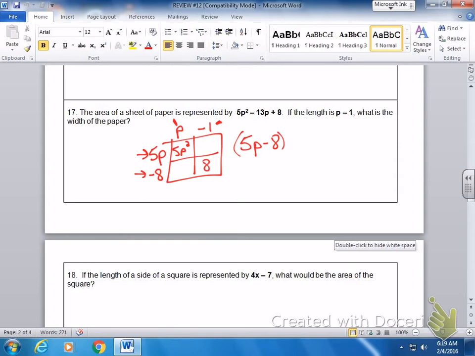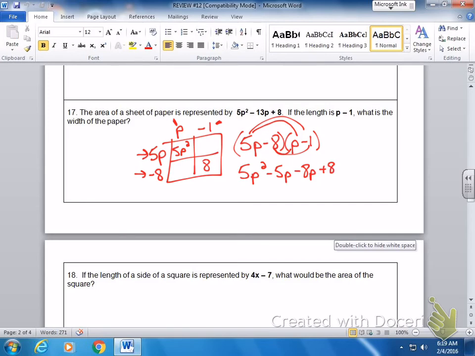Now, I can check my answer by distributing that with my length, and if I get the same area, I'm correct. Now, guys, this checking thing could really help you on a multiple choice test, so I'd pay attention. First, I have 5p times p, which gives me the 5p squared. That's what I wanted. 5p times negative 1 gives me negative 5p. Negative 8 times p gives me negative 8p. And negative 8 times negative 1 gives me plus 8.